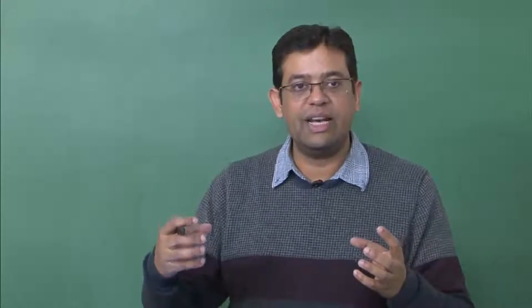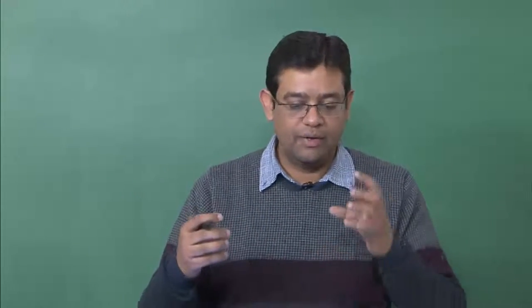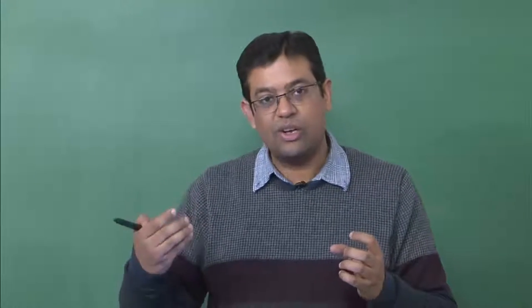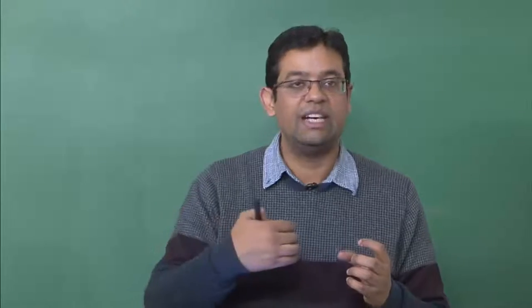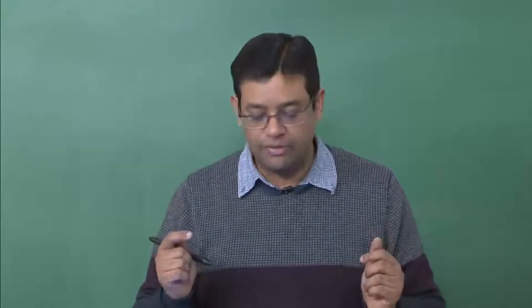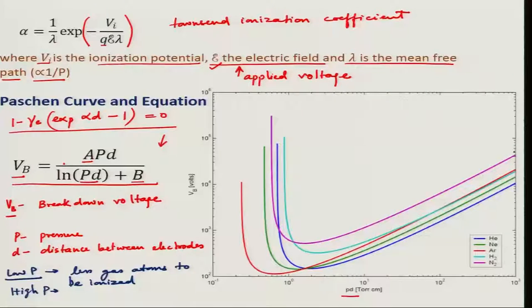Because there are too many collisions between gas atoms and electrons, electrons do not get sufficient time to gain energy in the potential field. So in this case also you need to increase the voltage to have self sustained plasma or a breakdown voltage. Looking at this, you can see that there is a sweet region of P and D where you need very little voltage to have self sustained plasma, and it is this region we should be working in, so that we do not have to apply very large voltages.